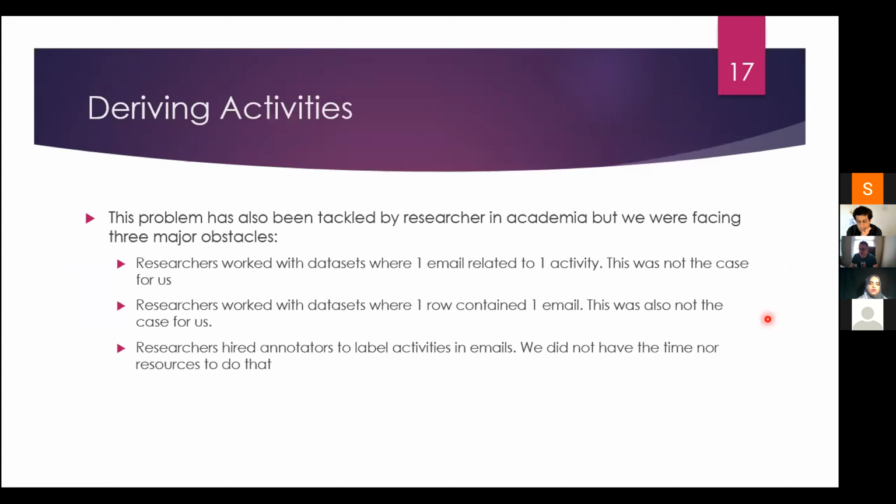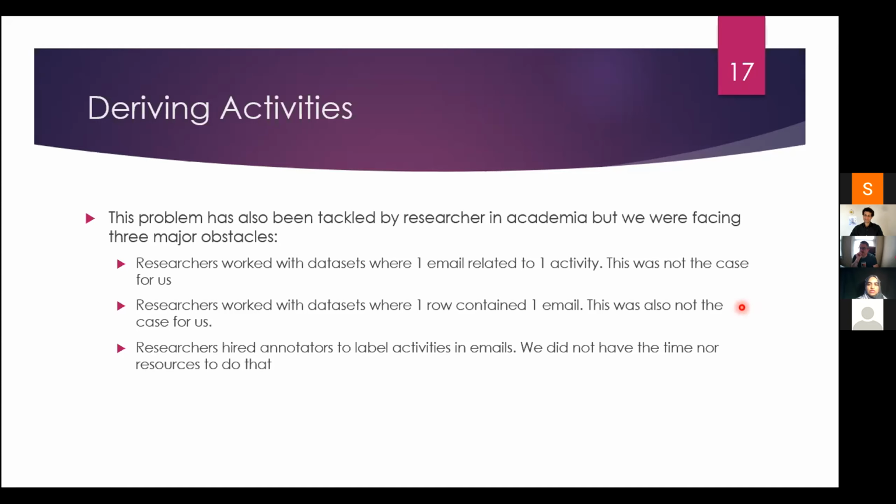And now came the problem of deriving activities. This problem has also been tackled by researchers in academia, but we were facing three major obstacles. Firstly, researchers often worked with data sets where one email related to one activity. This was not the case for us, because one email contained multiple activities. The emails were pretty long. Researchers also worked with data sets where one row contained one email. This was also not the case for us, which is why in the beginning I mentioned that just because there were 500,000 rows didn't necessarily mean there were 500,000 emails. And researchers also hired annotators to label activities in emails, and we did not have the time or resources to do that.